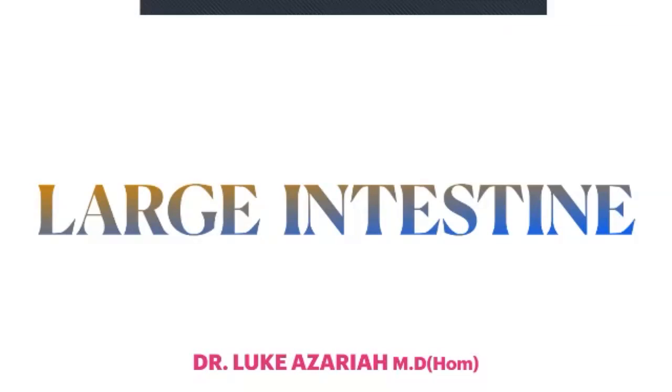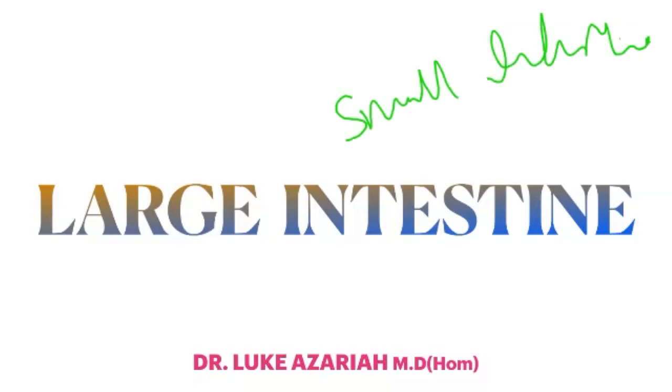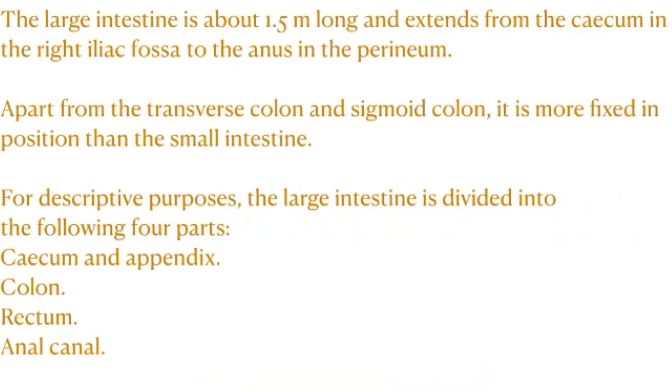Today we will continue our journey through the alimentary canal, right? And the next one is the large intestine. After we have covered the small intestine, comes the large intestine. So the large intestine is about 1.5 meters long and extends from the cecum in the right iliac fossa to the anus in the perineum. So from cecum to anus.